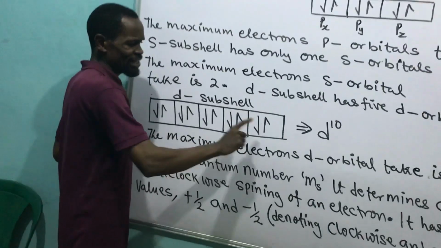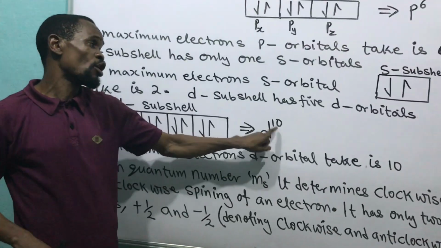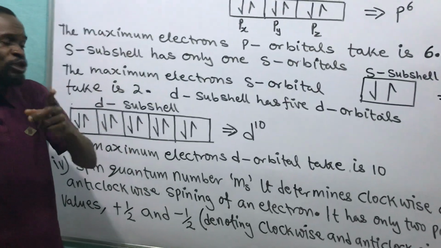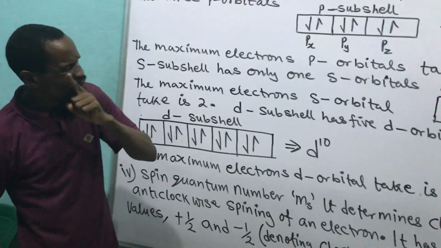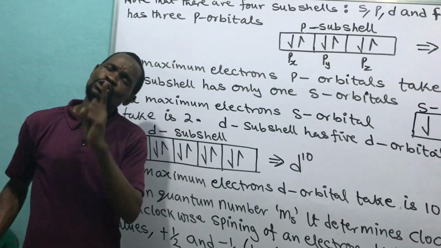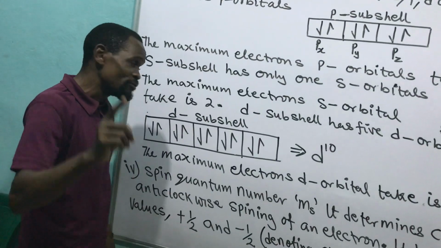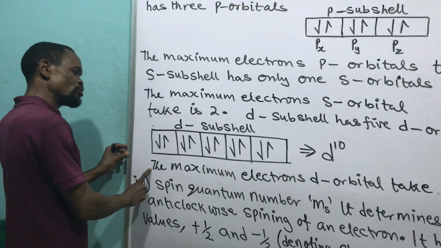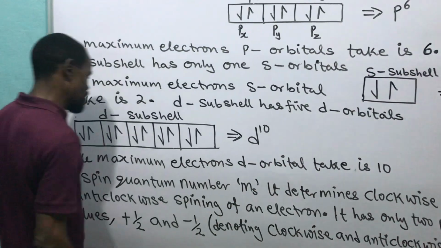Check it. 2 times 5 will give me 10. That means the D orbital takes a maximum of 10 electrons. And the F orbital, you know we have the F orbital. The F orbital takes a maximum of 14 electrons. It has 7 subshells, and its maximum number of electrons is 14. The maximum electron the D orbital takes is 10. We have settled that.